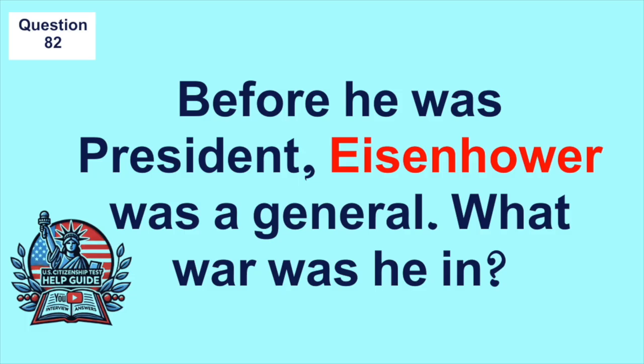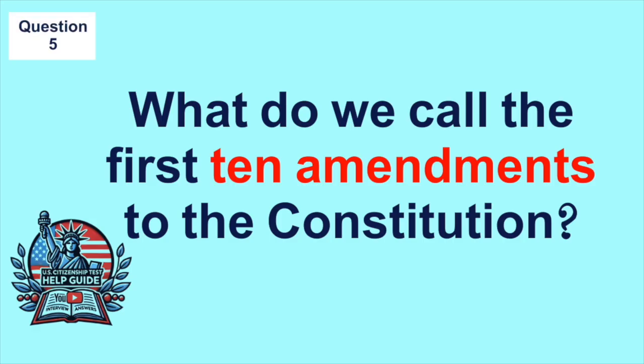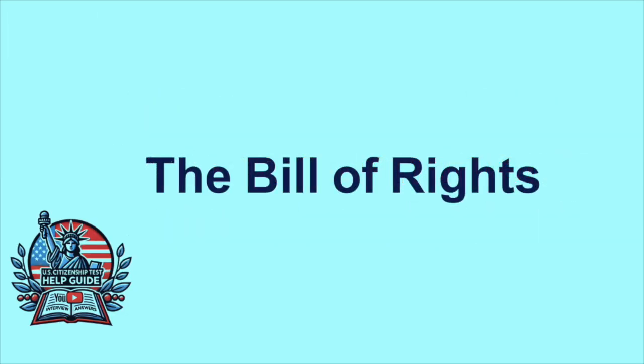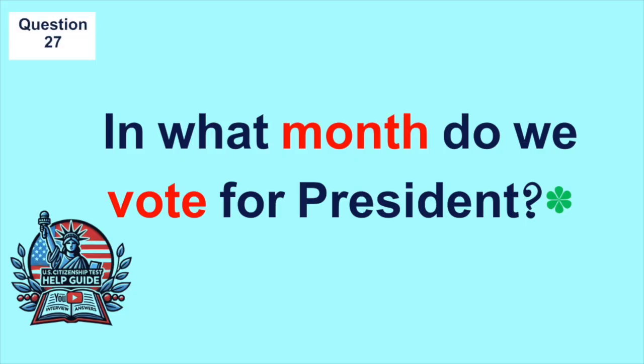Before he was president, Eisenhower was a general. What war was he in? World War II. What do we call the first 10 amendments to the Constitution? The Bill of Rights. In what month do we vote for president? November.